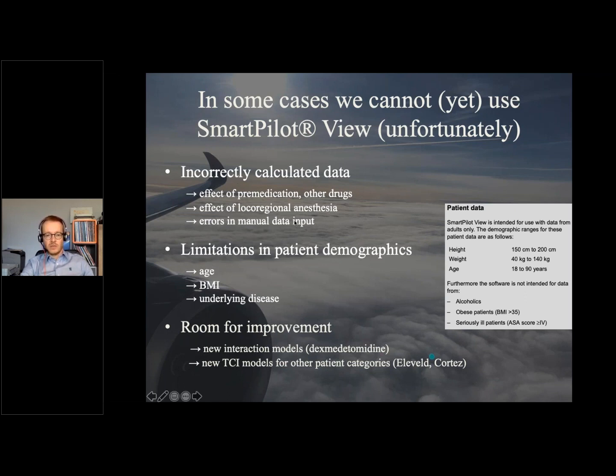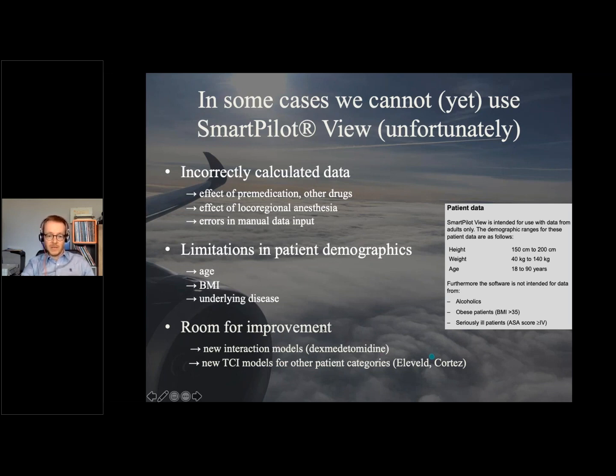If we use a local regional technique, this has an influence on the anesthetic depth of our patient, but is not incorporated in the models. If we enter the wrong patient data, or if we enter the wrong bolus that we gave, our calculated data will be incorrect. Also, there are limitations in patient demographics. So there are certain margins of age and BMI in which SmartPilot View works and does not work. Also, the models are not accurate for patients with underlying disease.